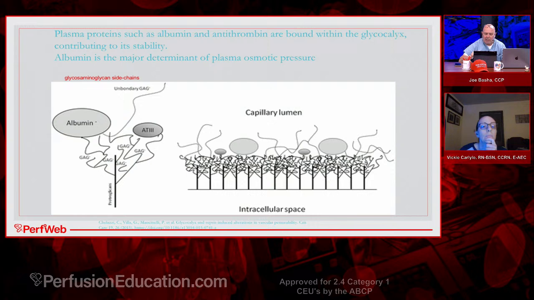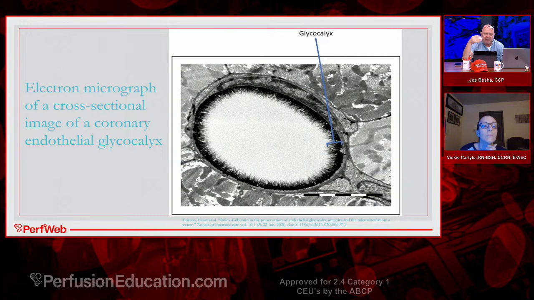So there's that. This is a wonderful photograph. We all think this is a scanning electron micrograph of a cross-sectional image of a coronary artery and its endothelial glycocalyx. And we think of the inside of vessels as being nice and smooth. I got these slides from you, Vicky. These are your slides. These are the ones you sent me, right? Yes, they were great. I loved your slides. Your slides are great.